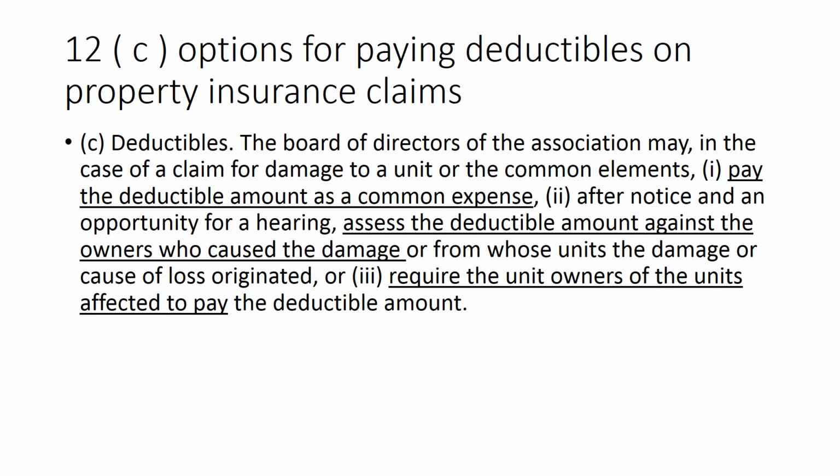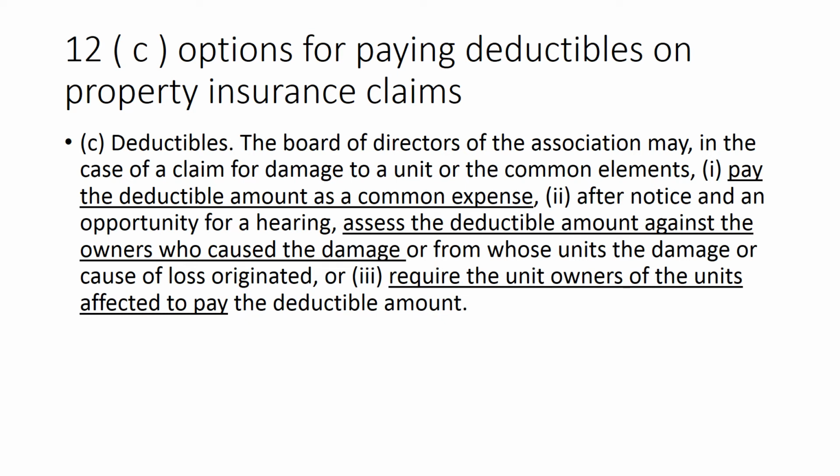Now this comes up a lot. This is the options for paying deductibles. Who pays the association's deductible? As it explains, the board of directors, if there's a claim involving damage to a unit or the common elements, the board of directors can make a choice. One, they can pay the deductible as a common expense. Two, they can assess the deductible against the owners who caused the damage or who own the unit that the damage originated from. So, for example, let's say they have a water heater or a washing machine that leaks into a unit below.